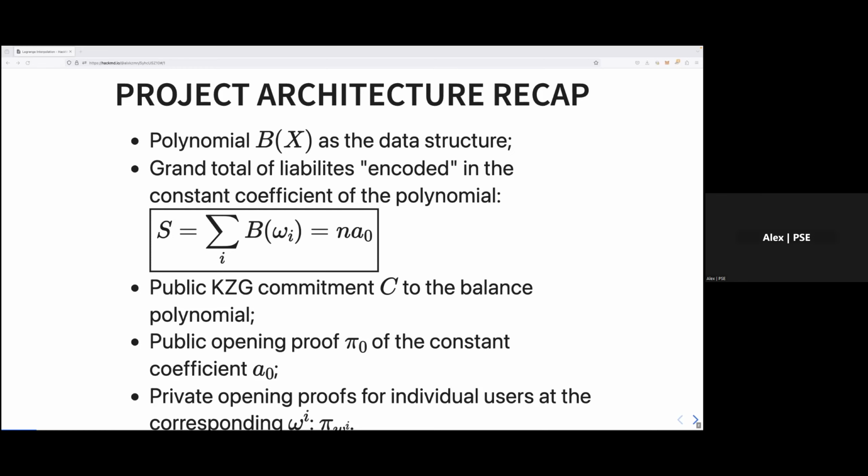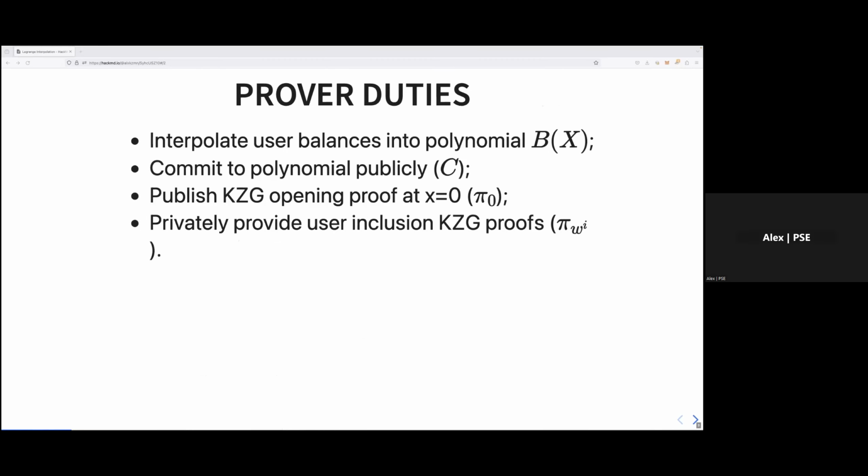So what does it mean for the prover? What should the prover do to accomplish all these steps? First of all, the prover needs to interpolate the balances to produce the balance polynomial. Then the prover needs to produce the KZG commitment to the polynomial. And then the prover needs to publish the opening proof at x equals 0 and also individually provide the KZG opening proofs proving the individual user inclusion.